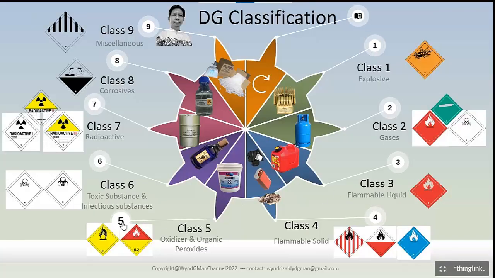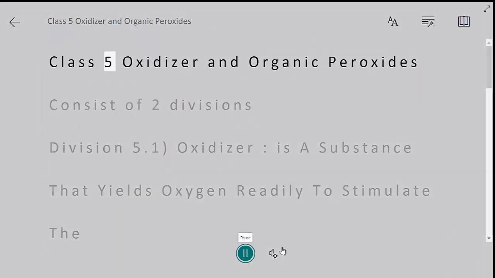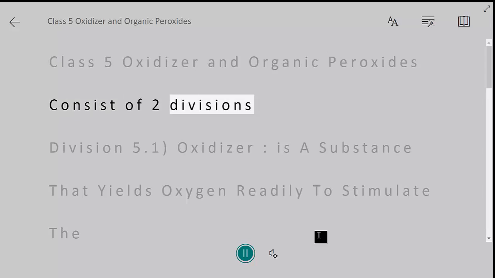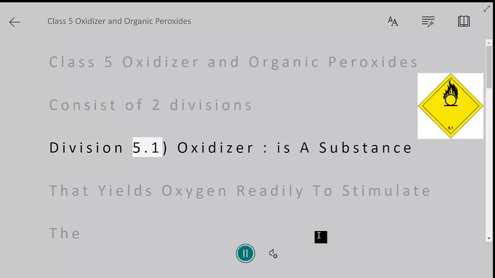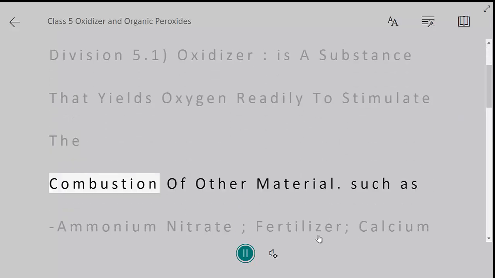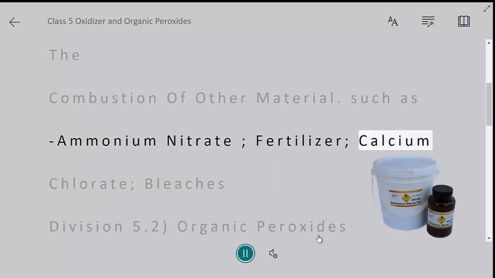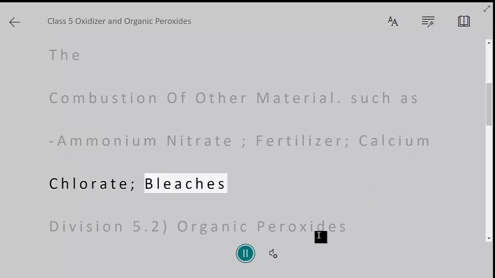Okay, and Class 5? Class 5 oxidizers and organic peroxides. Consists of 2 divisions. Division 5.1, oxidizer, is a substance that yields oxygen readily to stimulate the combustion of other material, such as ammonium nitrate fertilizer, calcium chlorate, bleaches.